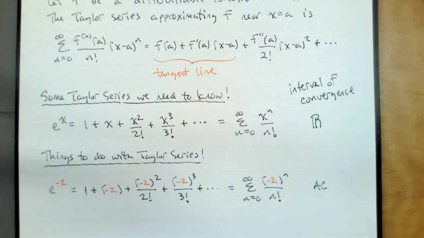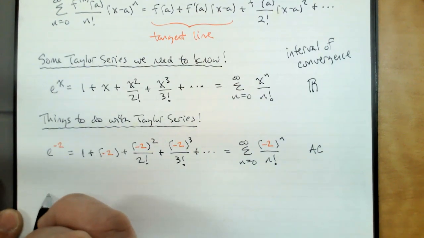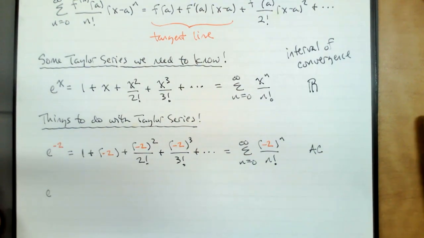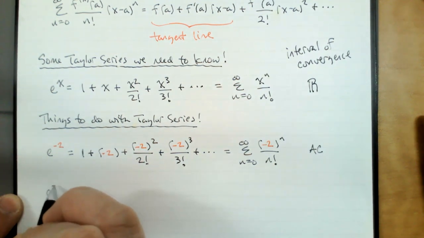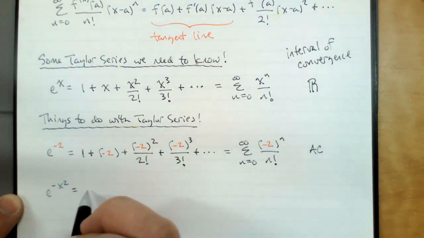So we can plug stuff into our Taylor series. This goes so far as to plug in, make a composition of functions. So instead of just e to the negative 2, if I raise e to the negative x squared, we can do the same thing.